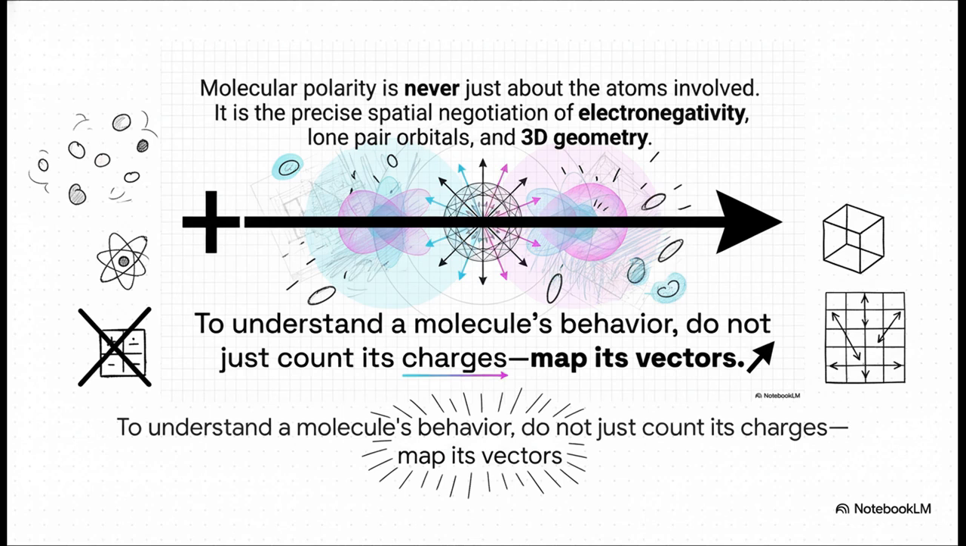So the ultimate takeaway from all of this is pretty simple. Molecular polarity is never just about what atoms are involved. It is a dynamic, 3-dimensional negotiation between electronegativity, lone pair orbitals, and spatial geometry. To truly understand why a molecule acts the way it does, you can't just count its charges. You have to map its vectors.